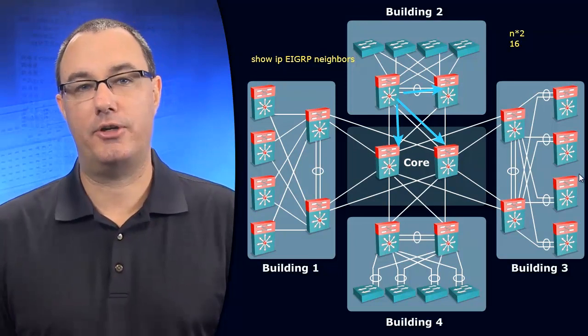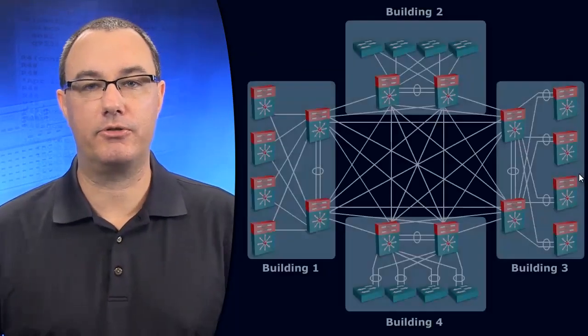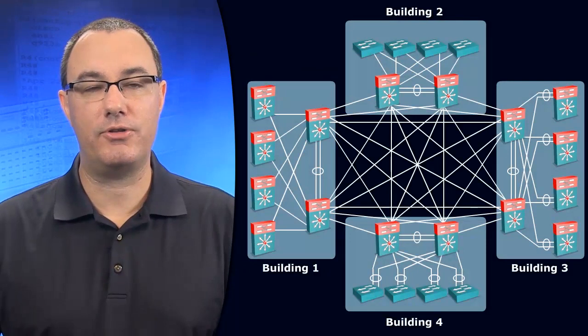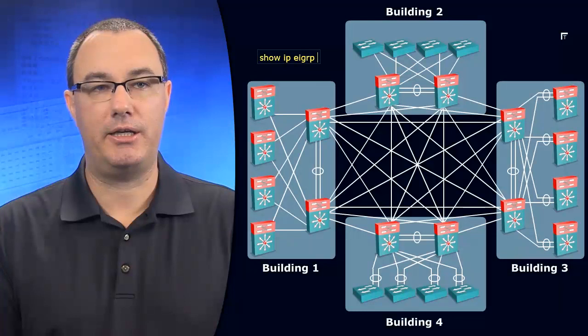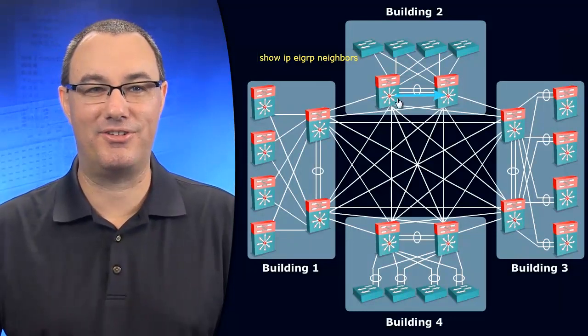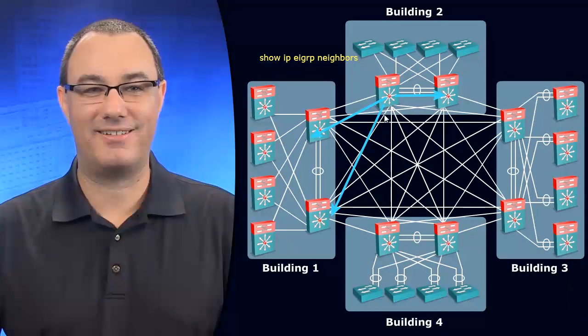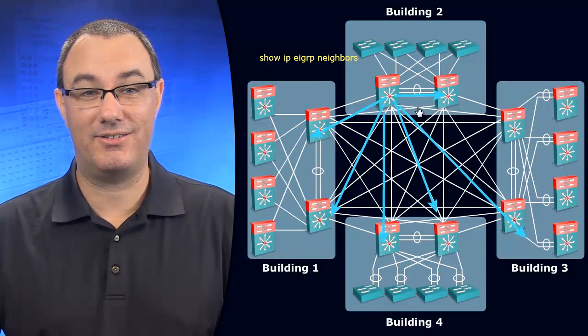We care about the number of routing peers as well. Think about the number of routing peers in a collapsed core. I do the same thing. I do a show IP EIGRP neighbors, and look at the number of neighbors that you're going to see. It's just going to be crazy. And it's crazy in a bad way. This is not something that's happy.